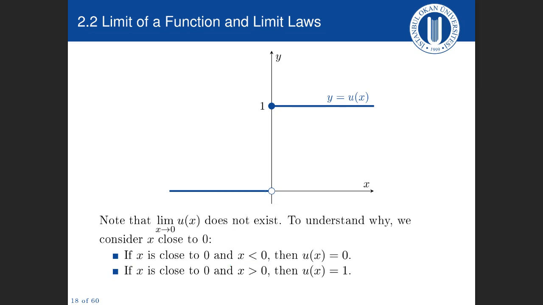Or let's suppose x is close to 0, but x is strictly greater than 0. That's the other way that x could be close to 0, but actually not equal to 0. So let's suppose, if I draw on the graph, we're about here. Then we would have that u of x is equal to 1. But 0 is not close to 1. If we zoomed in on either 0 or on 1, then the other one would disappear off the screen. That means that the limit as x tends to 0 cannot exist.